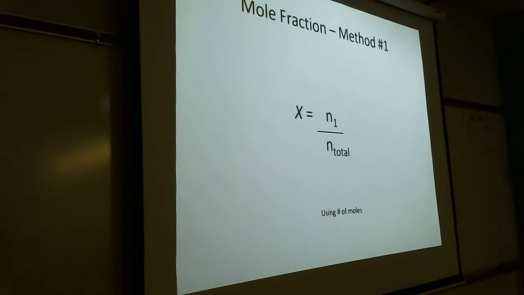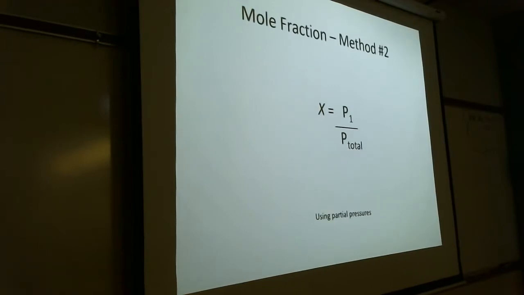So we can do it using number of moles. We can also calculate it using partial pressures. So if you know the partial pressure of your gas, and you know the total pressure of the mixture, you can calculate mole fraction this way. Either way, using moles or using partial pressures will work. And notice, it's going to come out unitless. Because if you have atmospheres over atmospheres, they cancel. If you have moles over moles, they'll cancel. So your mole fraction will be unitless. Easy enough, right?